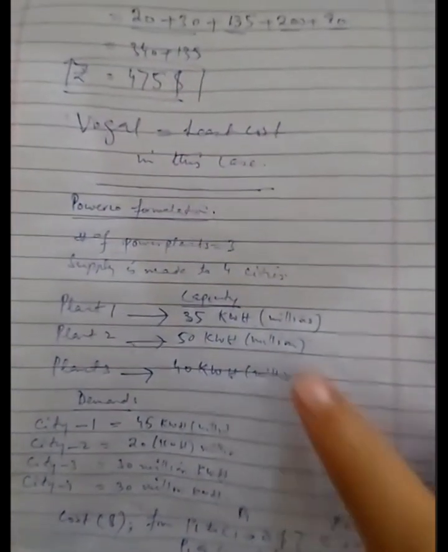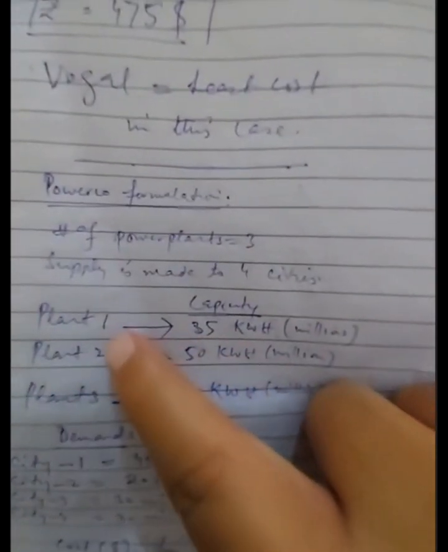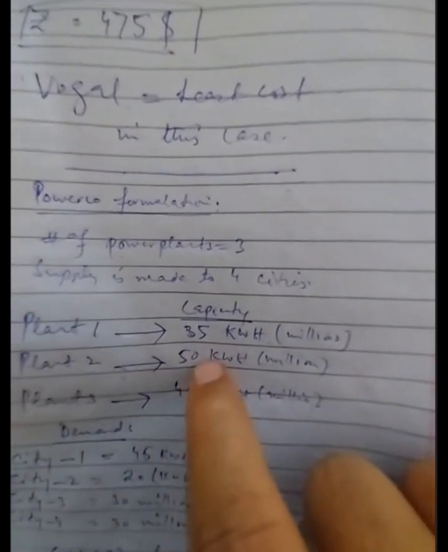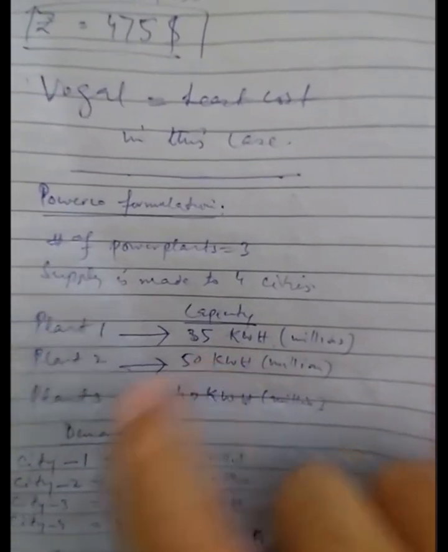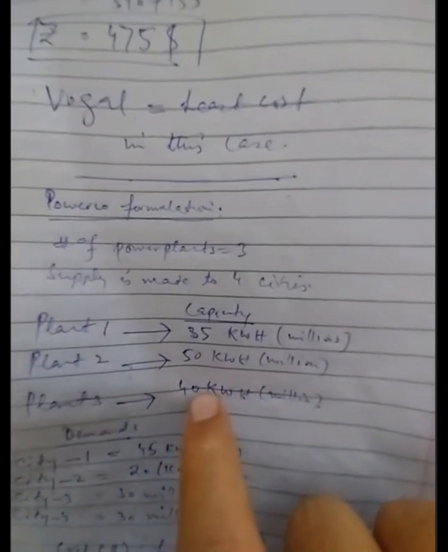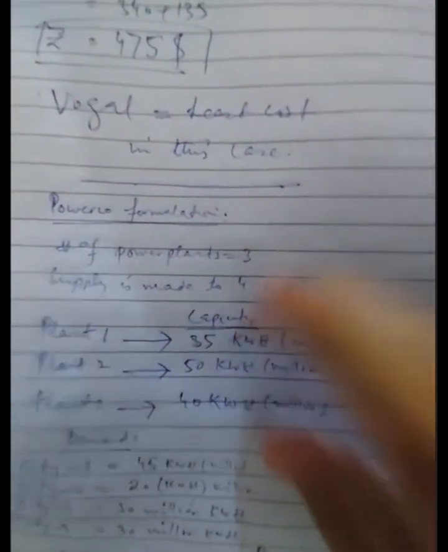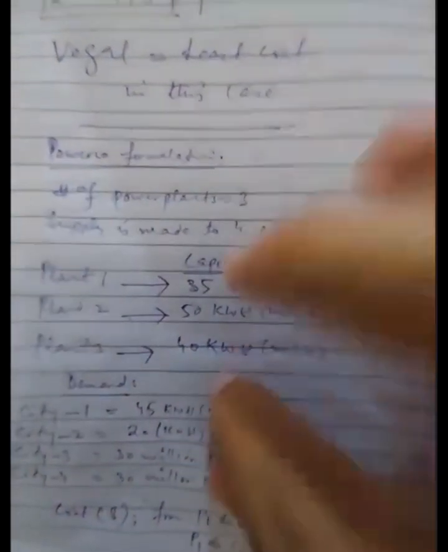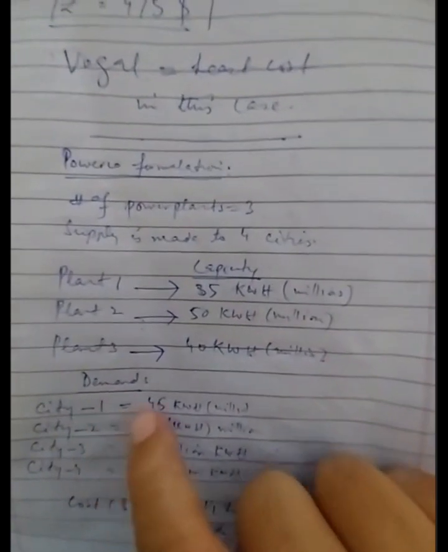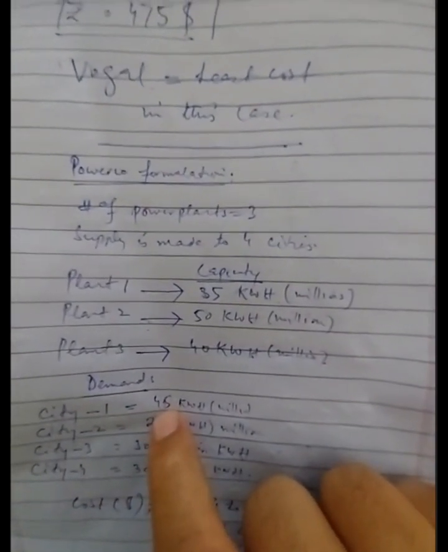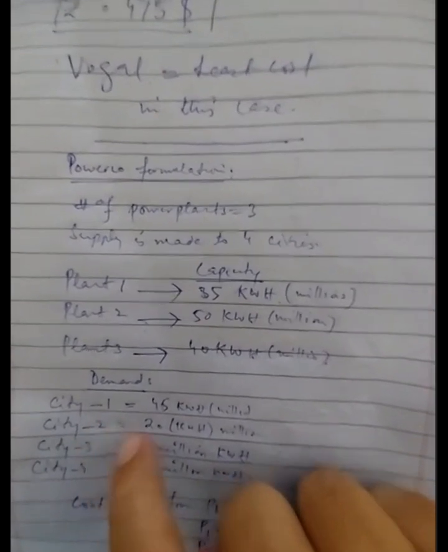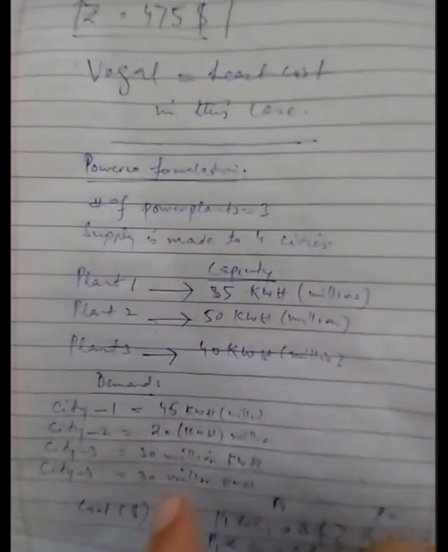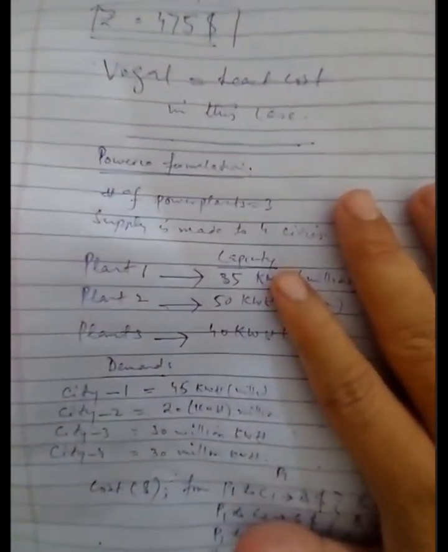Now the capacities are given. Plant 1 has a capacity of 35 million kilowatt hours. Plant 2 has a capacity of 50 million kilowatt hours. And plant 3 has 40 million kilowatt hours. These are the capacities of the 3 plants. Now the demands for each city: for city 1 the demand is 45 million kilowatt hours. For city 2 it is 20 million kilowatt hours. For city 3 it is 30 million kilowatt hours, and for city 4 it is also 30 million kilowatt hours.